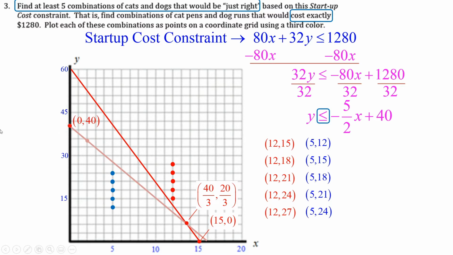Okay, so how many points do they want that are perfect, that are on the boundary line? Remember, plot each of these combinations as points on a coordinate grid using a third color. Well, I'm going to use the one I know already, 0, 40, right there. Now, I could use the slope and drop 5 and run 2, drop 5 and run 2, but I'd like to span this entire boundary line a little better. So I'm going to take the slope and look at what if I drop 10 and run 4? Dropping 10, 40 would go down to 30, and then 1, 2, 3. See, that's perfect right there on my grid.